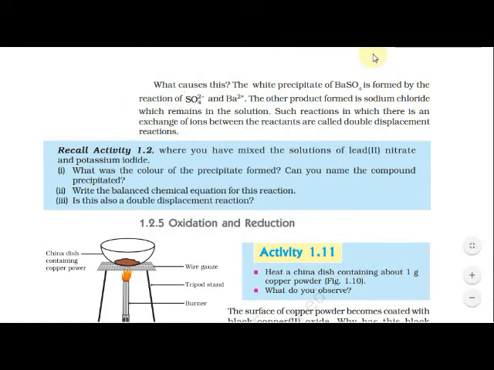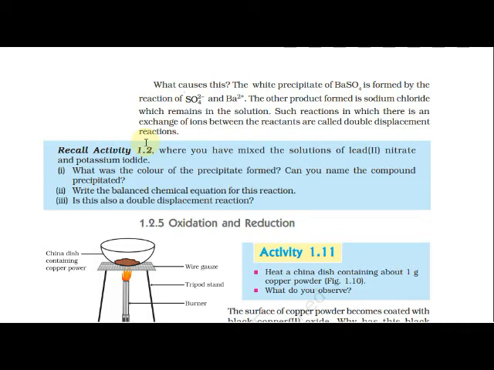Is this also a double displacement reaction? Lead nitrate plus potassium iodide. You have to do this reaction at home, and name the compound precipitated. Which compound's precipitate is formed? Write the balanced equation, and is this a double displacement reaction? You have to confirm. Now, just now we have seen displacement reaction and double displacement reaction.